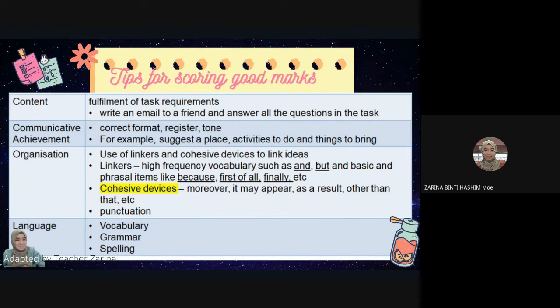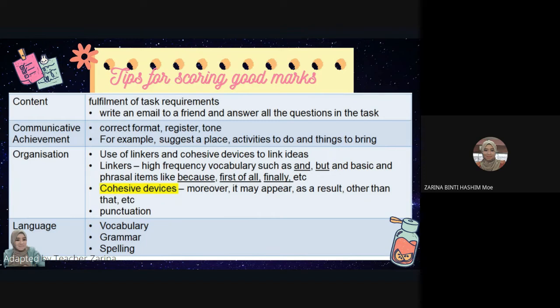And then for language, we are looking at the vocabulary, the use of the words. If possible, try to use some words that are not used in everyday situations. That means use some good words, I would say. And grammar, make sure you make correct sentences, and also spelling. Spelling must be correct.